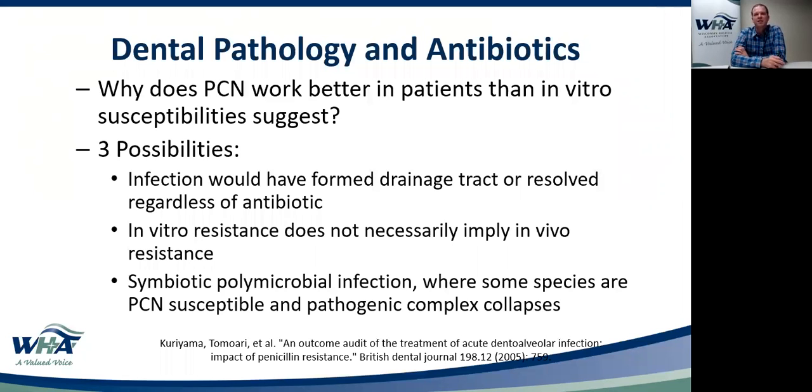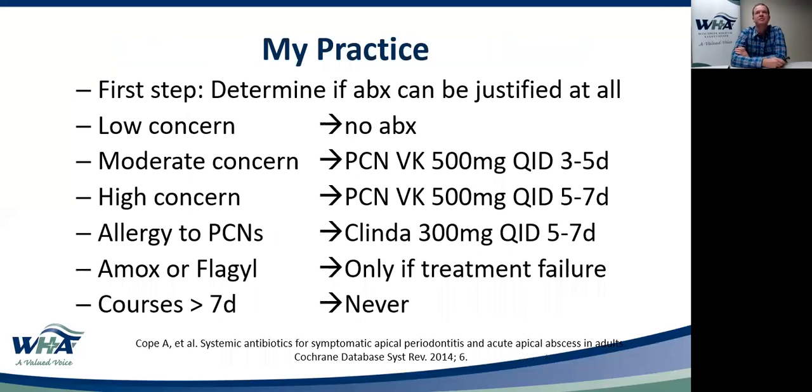So these are five bacterial species working in concert with each other. And if you kill one or two of the pillars, the entire complex collapses. That makes a lot of sense to me, that you actually have this symbiotic polymicrobial infection, and we don't need to be killing every single species. We just need to be killing a few pillars of that complex in order to show improvement. Regardless, penicillin is the gold standard for dental infections.